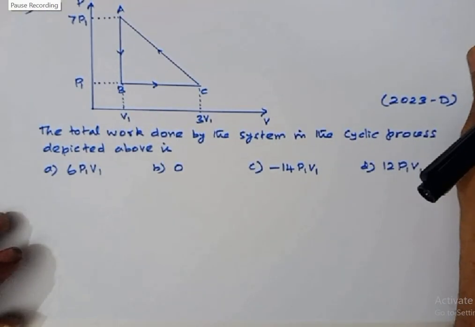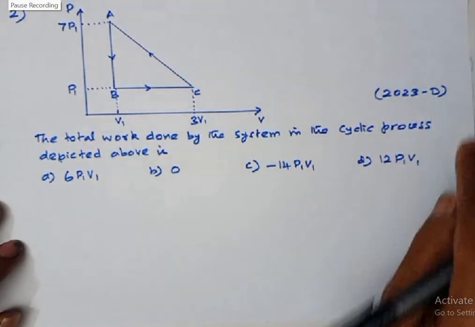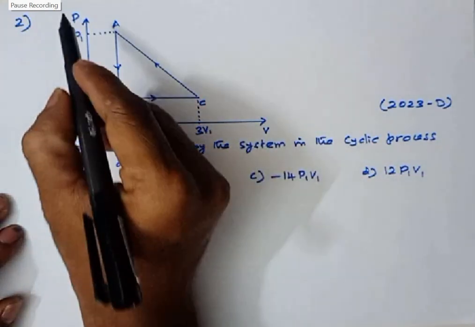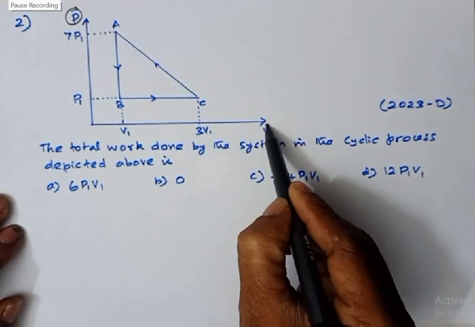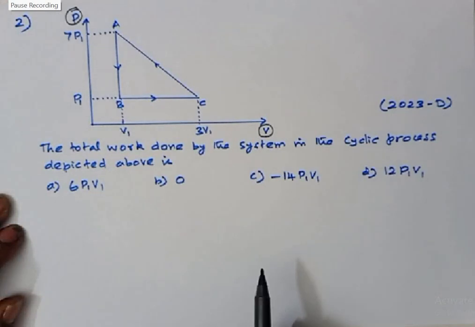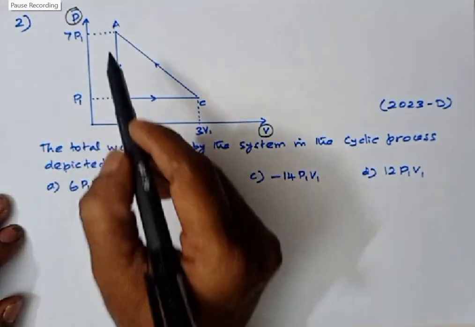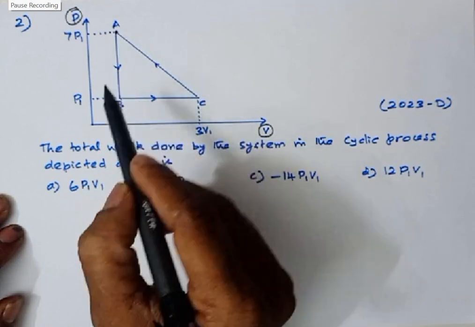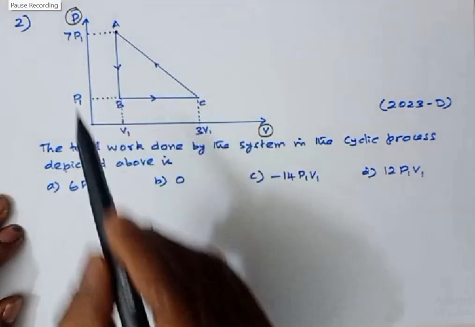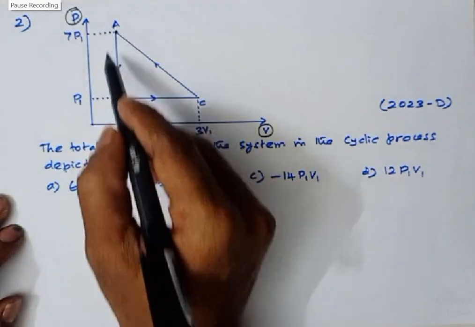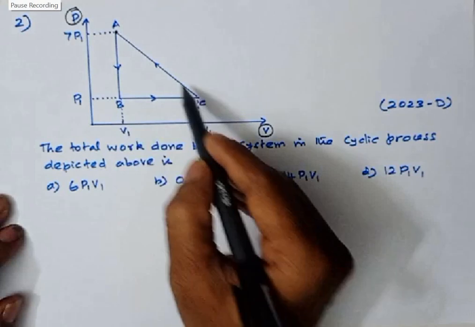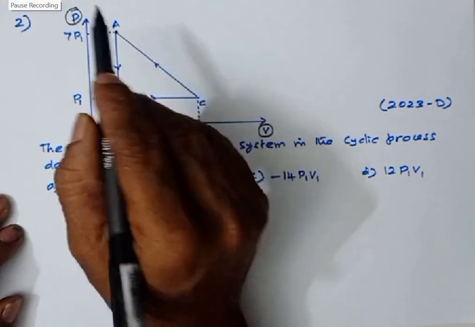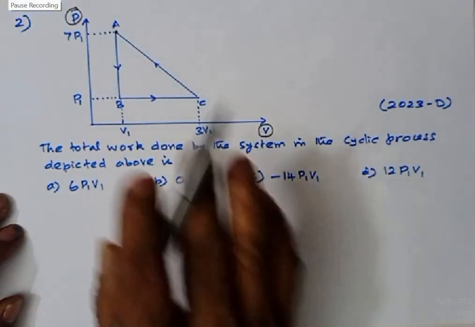This is the second question, which appeared in 2023 December. Just go through this. A PV diagram is given. In the y-axis pressure is given, and in the x-axis volume is given. Here the system moves from A to B, then B to C, then C to A. Since it is a cyclic process, it starts from A, completes the cycle and comes to the initial state A again. So it is a cyclic process.